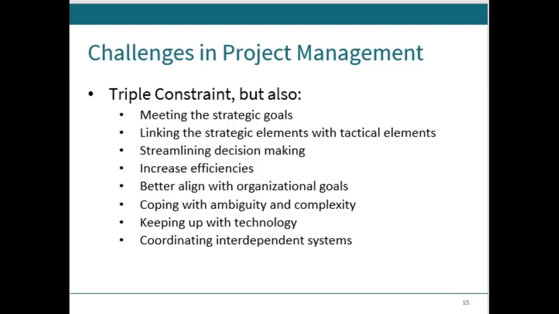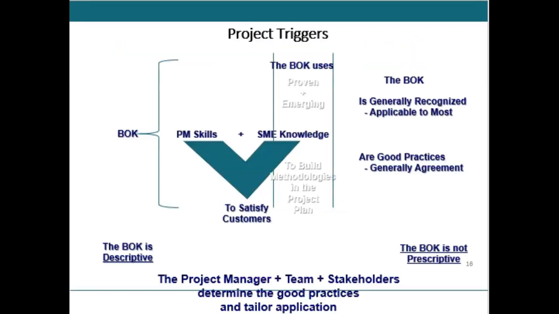Because I'm always looking to streamline and increase efficiencies. We'll give that a term later called value mapping, sometimes called value stream mapping. Value engineering is another term, to increase efficiencies. How can I accomplish the scope without any change to it for less cost? All right, so then we want to cope with ambiguity and complexity in the project, and that happens all the time. And we want to keep up with technology and coordinate, there it is again, interdependent systems. And integration is what we do best. It's who we are.